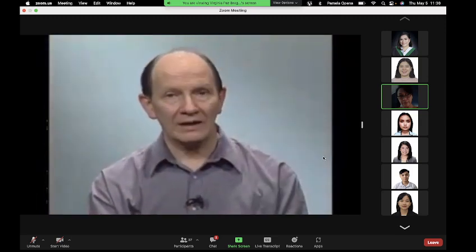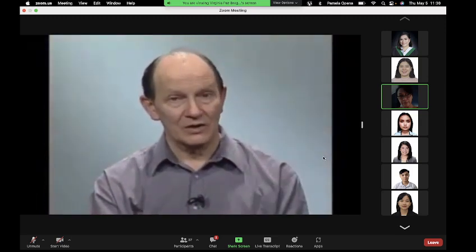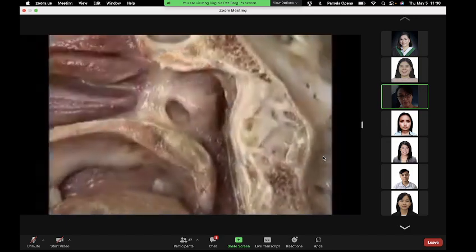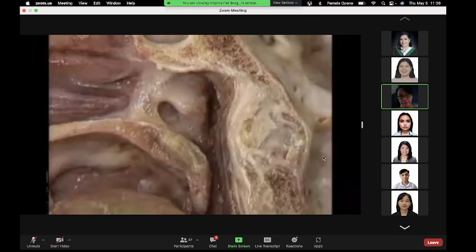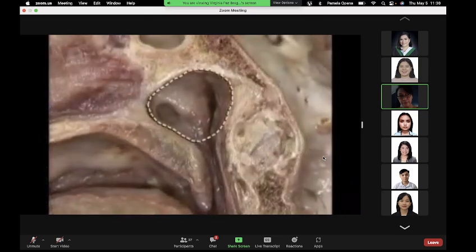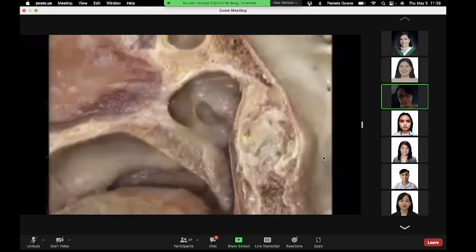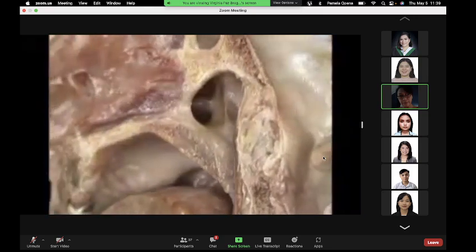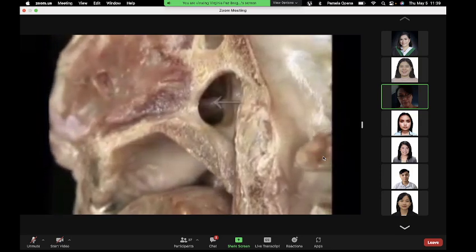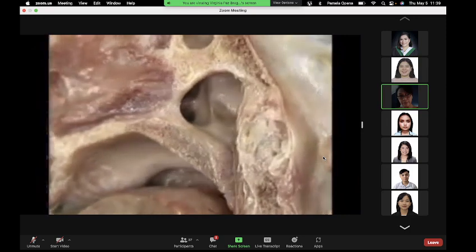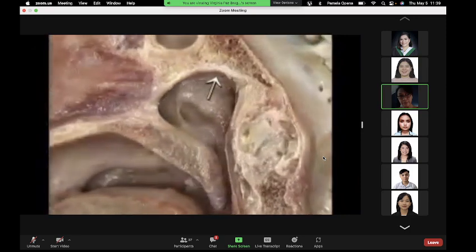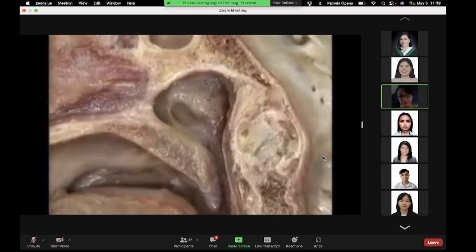Now we'll move back and look at the nasopharynx. To do that, we'll put the nasal septum back in place. Here's the right half of the nasopharynx. The openings from the two nasal cavities into the nasopharynx, here's the right one, are called the choanae, or posterior nares. The roof of the nasopharynx lies underneath the basilar part of the occipital bone.